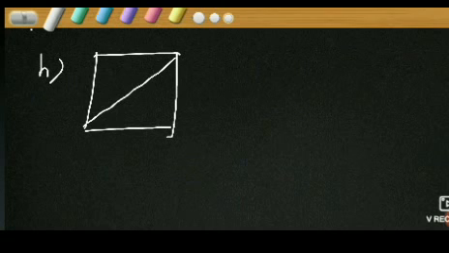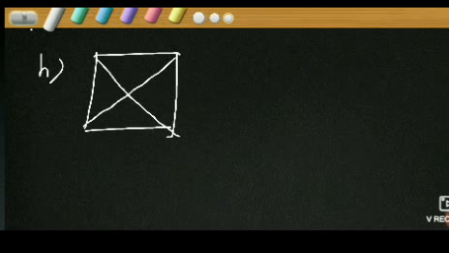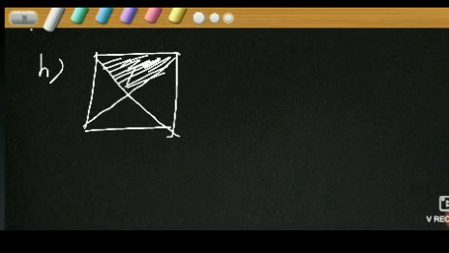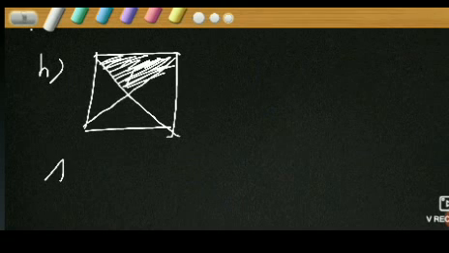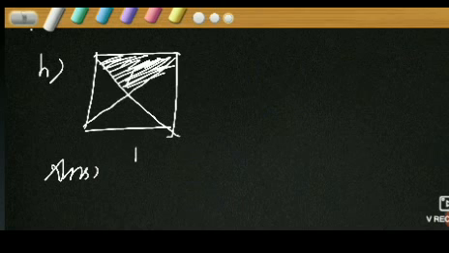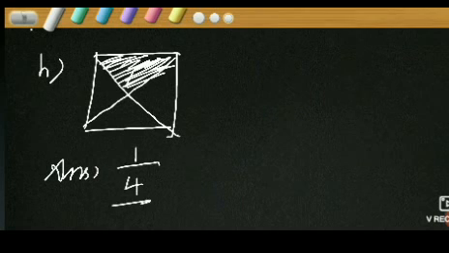Then H. Yes, H, the figure is square. Draw one square and divide the square like this. Among these, one is shaded here. One is shaded here. So what is the fraction for this? 1 is shaded among 4 equal parts. So the fraction is 1 by 4. Have you understood? So note down the homework from this session.